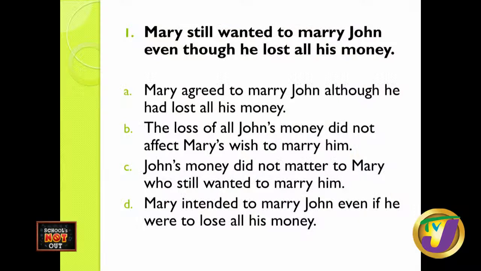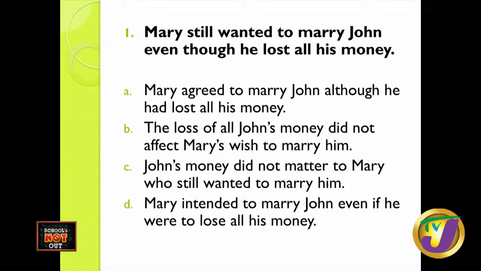Let's look at B. The loss of all John's money did not affect Mary's wish to marry him. So we have the idea of her wishing to marry him, synonymous to still wanted to marry him. If you chose B as the answer, maybe you're correct. You thought I was going to say, yes, you're correct. No, remember, I said, go through all the options. Let's look at C. John's money did not matter to Mary, who still wanted to marry him. So the last part is synonymous. But does the first part throw it off? Yes. It doesn't mean that because John lost his money and Mary still wanted to marry him, John's money does not matter to Mary. That's not conveyed in the original sentence.